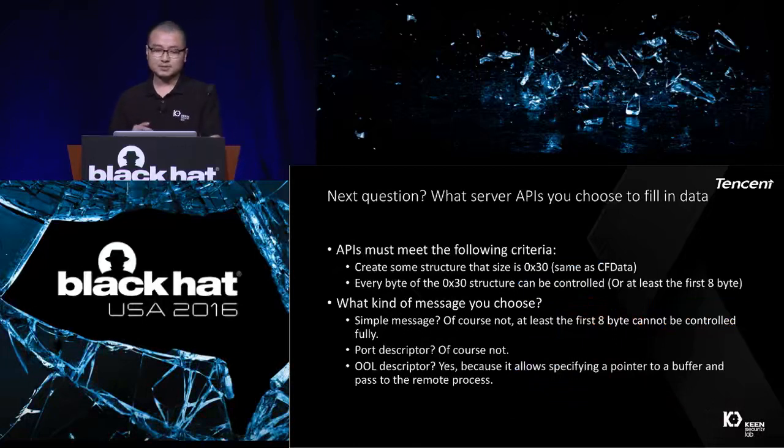But the API must meet the following criteria. For example, the data you fill has to be 0x30 bytes, and every byte, or at least the first 8 bytes of that structure, must be controlled. So what kind of message can we think of to try to fill? Of course, an OOL message is the best option, because a port descriptor message, of course not. And for a simple message, it is hard to find a very good candidate.